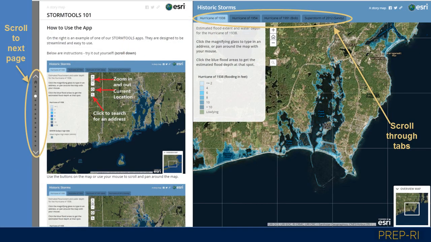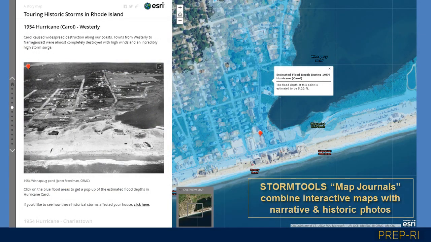The Storm Tools 101 Map Journal is a great place to start if you are just getting familiar with these online mapping tools. It offers a how-to guide on using the maps and some of the terminology and science behind Storm Tools. Storm Tools map journals combine written descriptions and photographs to accompany the maps while still allowing the user to interact with the map itself. Here we are showing the Misquamicut area of Westerly after 1954's Hurricane Carol. Notice that you can click on the flooded area to see a pop-up box indicating the water depth at that location.